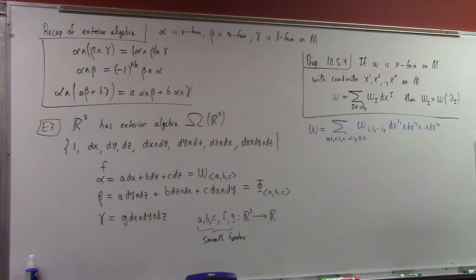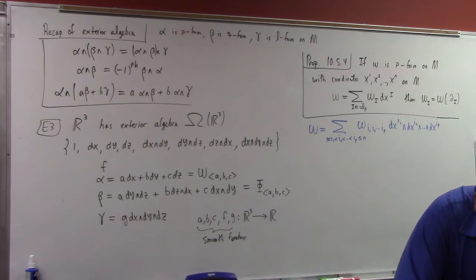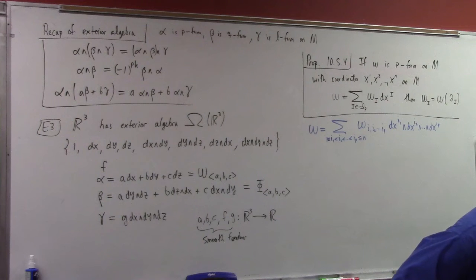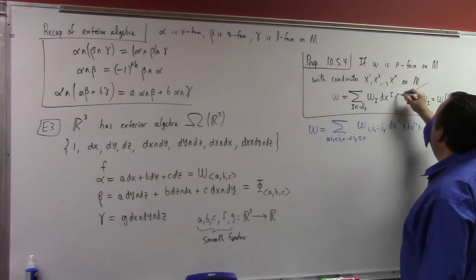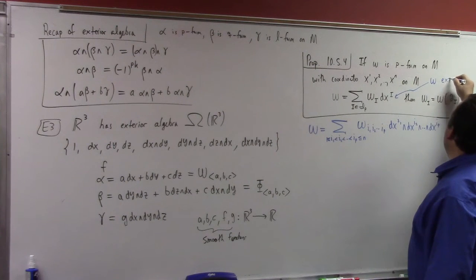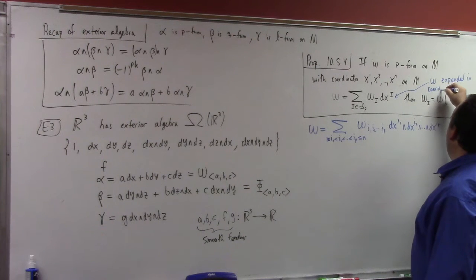Why are the coordinates here in the book the x1 through xn instead of x1 third? Oh. Well, that's the coframe. I said it's written in the coordinate coframe. So this right here is omega expanded in the coordinate coframe.